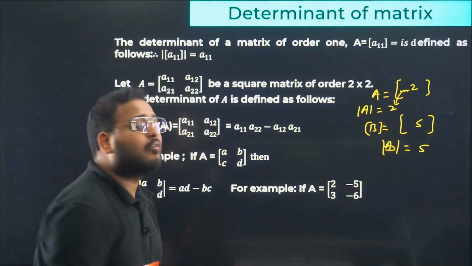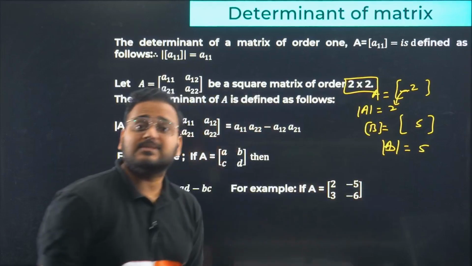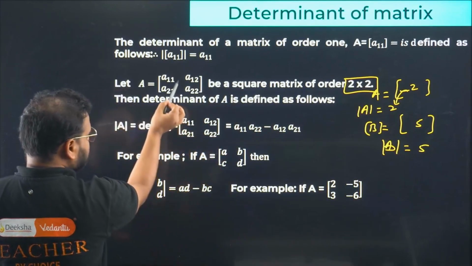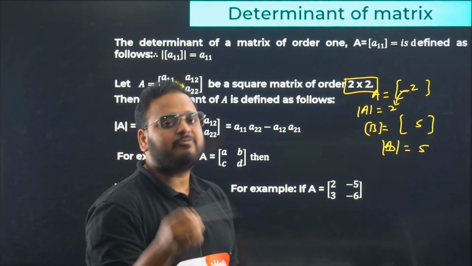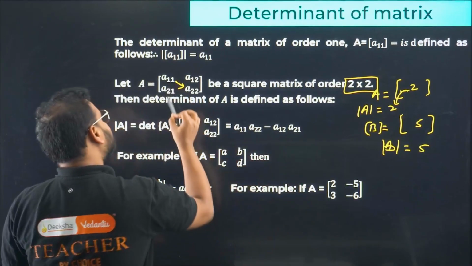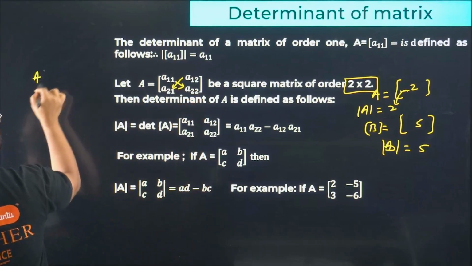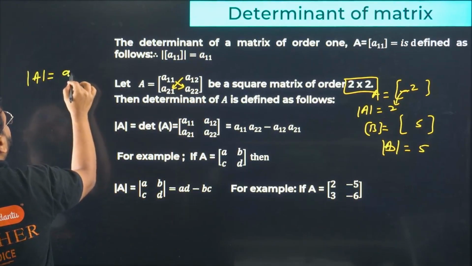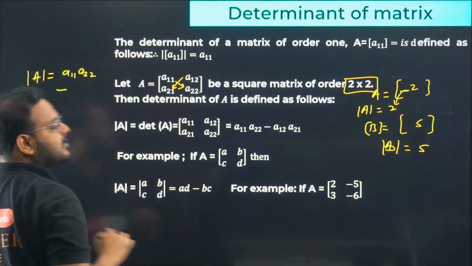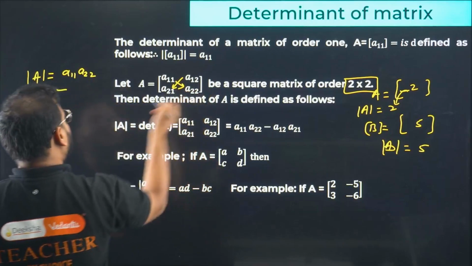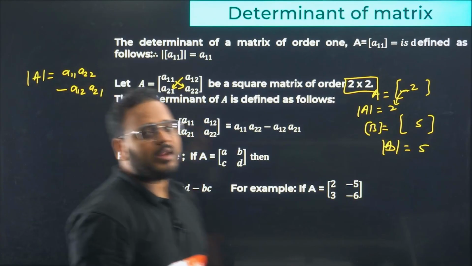Now if we move on to a 2 cross 2 matrix, what happens there? We simply do cross multiplication. A11 into A22, then we subtract this product. If I'm looking for the determinant of A, I'll do A11 into A22, then comes a sign of minus, which is subtraction, A12 and A21.